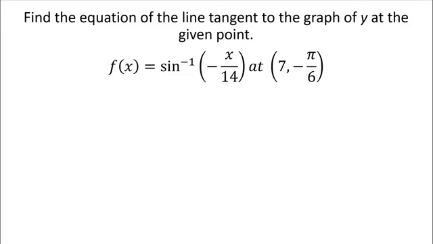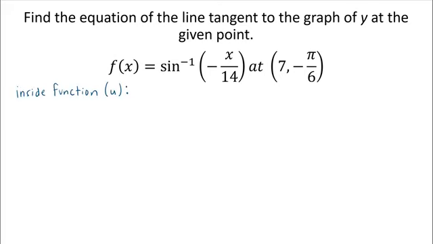If this function were just sine inverse of x, we could find the derivative relatively simply by using one of our inverse trig derivative formulas, because we know the derivative of sine inverse of x is equal to 1 over the square root of 1 minus x squared. But here, our angle is negative x over 14. It's not just x. So we'll have to use the chain rule.